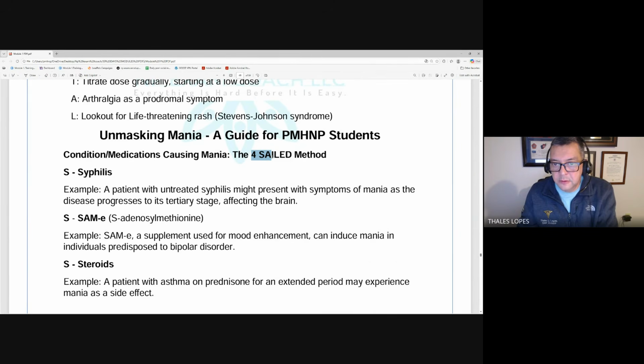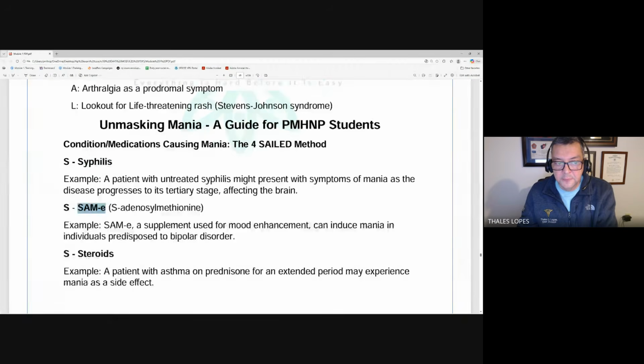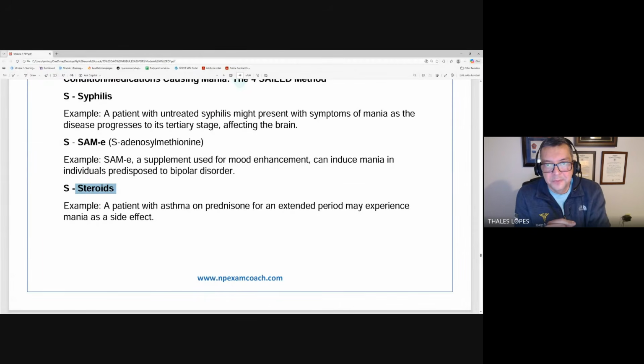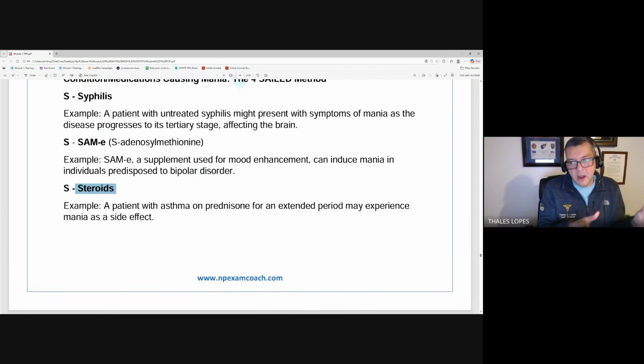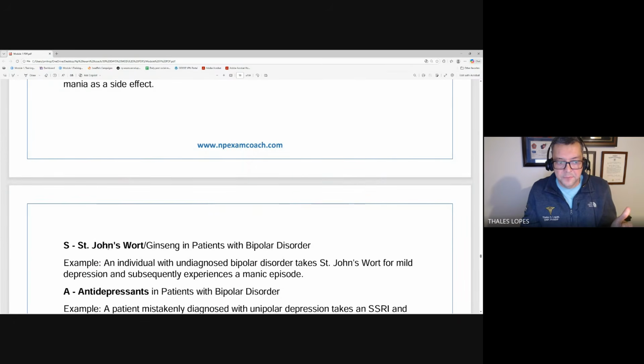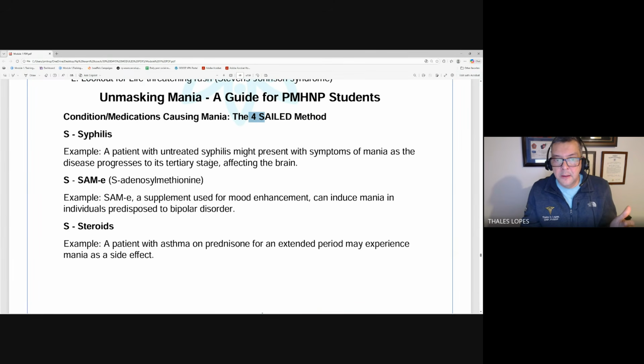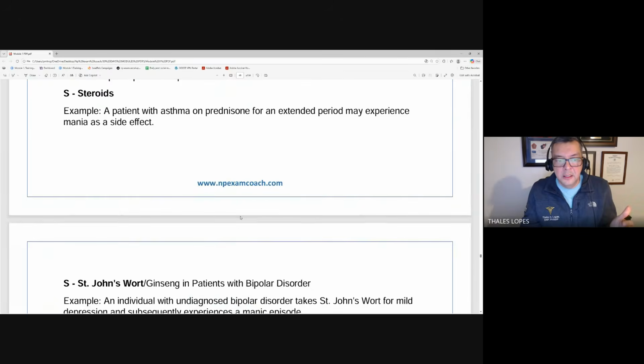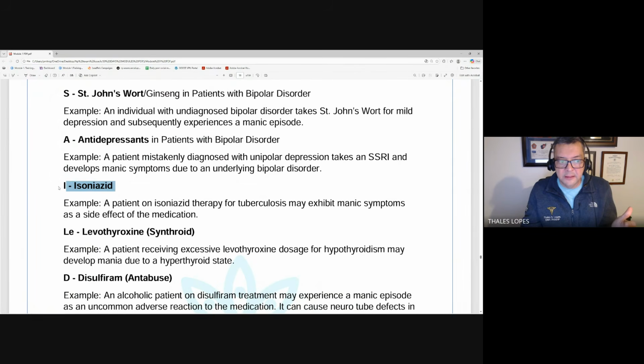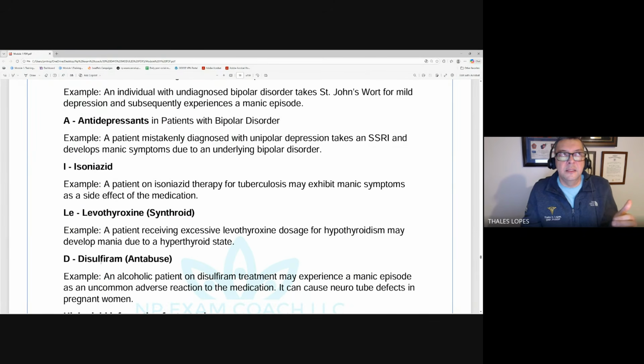Well, if you memorize the four S's, what's the first S? Syphilis. Second S, SAMe, steroid. The board will never say steroid precisely. They will say something like dexamethasone or an inhaler of any kind. What's the fourth S? St. John's Wort. All four S's can cause mania. How about A is for antidepressant, I is for isoniazid, L is for levothyroxine, right? Well, wait a minute. Levothyroxine is given to patients that have hypothyroidism, but it could overshoot and become excessive thyroid, right? The D, disulfiram.